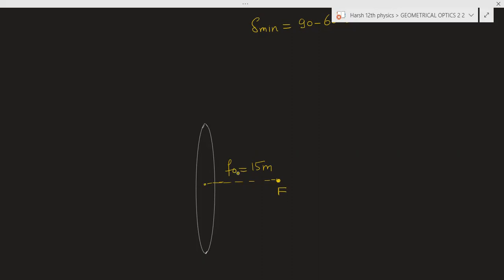Sorry, 1 centimeter. If this telescope is used to view the moon, you are watching the moon through the lens of this telescope. Find the diameter. They are asking, find the diameter of the image of the moon formed by the objective lens.